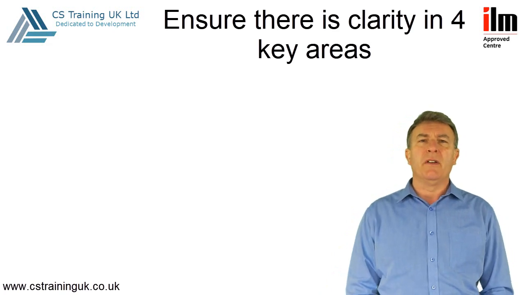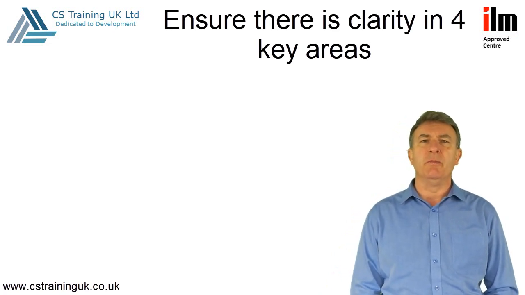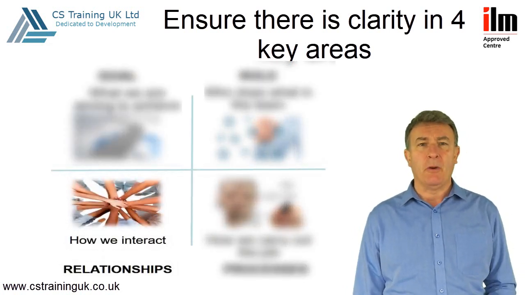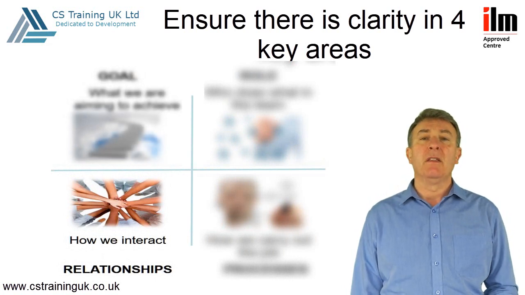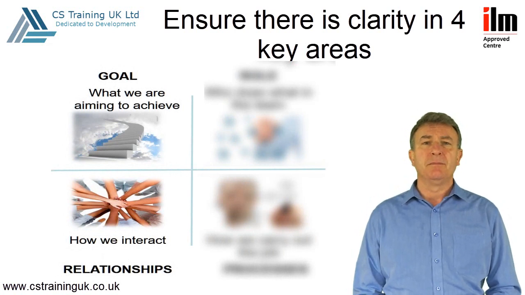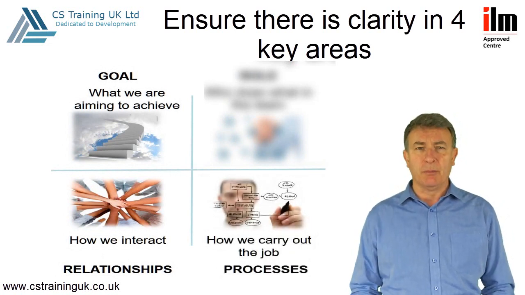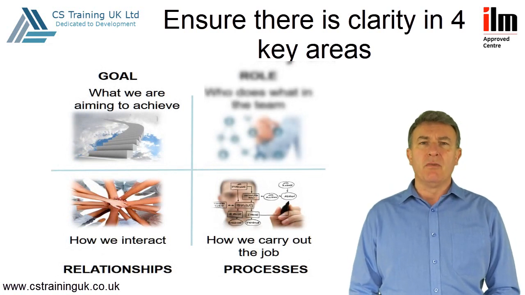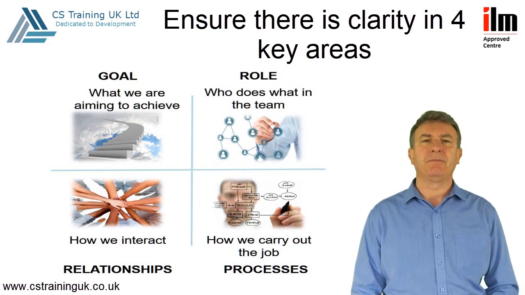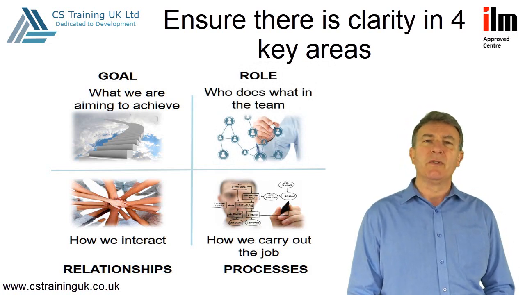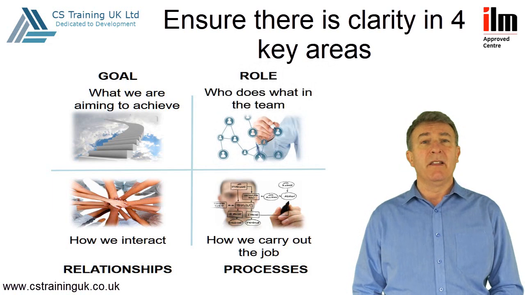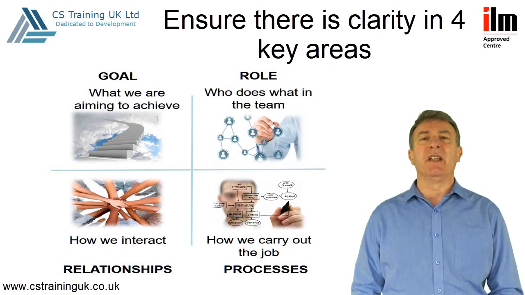In this section, we're going to look at 4 main contributing factors to performance. They are our relationships, how people in the team interact, the goal of the team, what they are ultimately aiming to achieve, how their job is carried out, the processes, and the roles. That is, who does what within the team itself. Now, it may be useful to stop the video for a moment and consider in what order you think the factors should be established with the team.